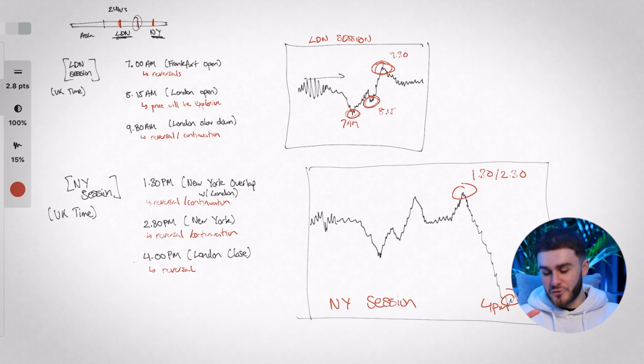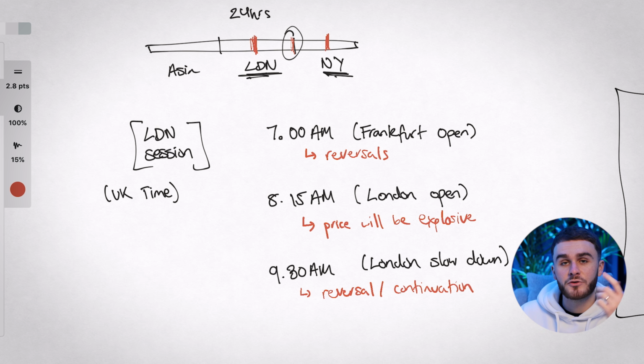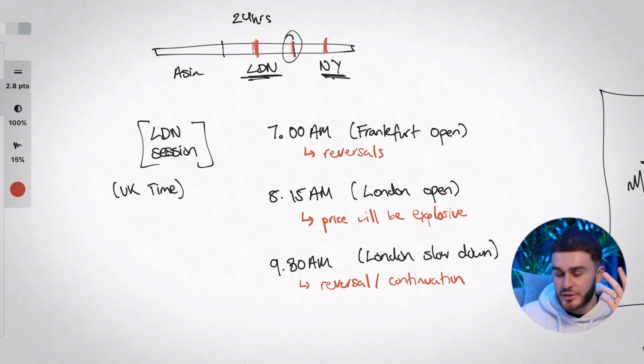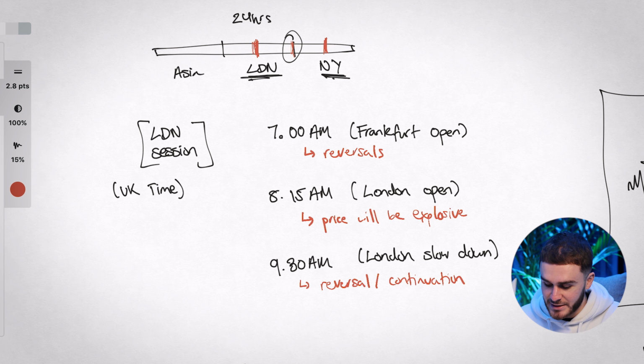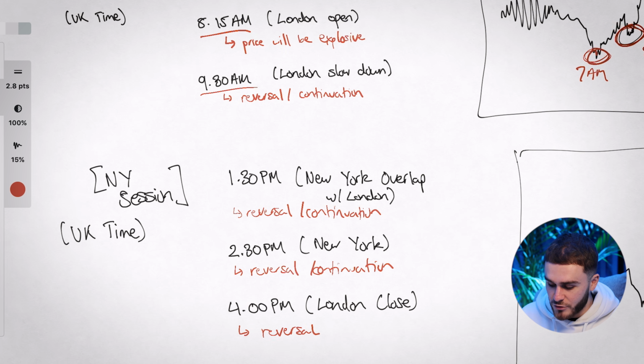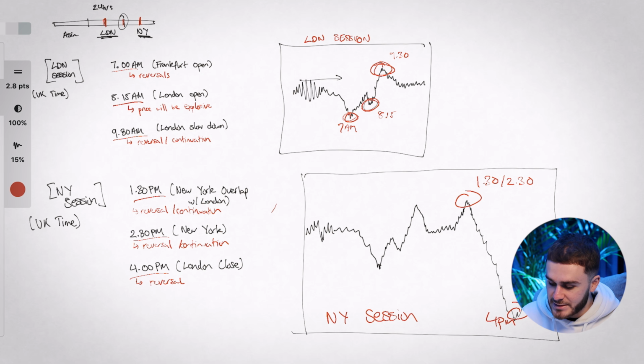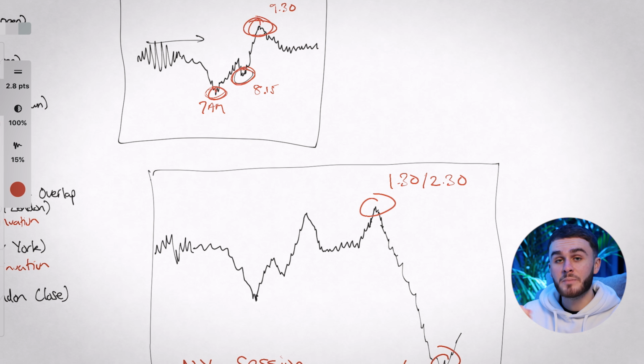So a lot of detail that we've gone through, but just to quickly recap, there are three main sessions in the day. You've got Asia, London, and New York. The overlaps between London and New York are typically going to be the best setups in the day. For London session in particular, 7 o'clock is a key time, 8:15 and 9:30. For New York session, you've got 1:30, 2:30 and 4 o'clock. And typically, this is what it will look like on a perfect day.